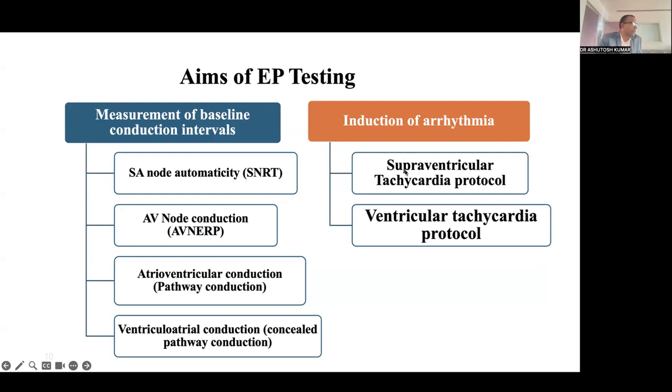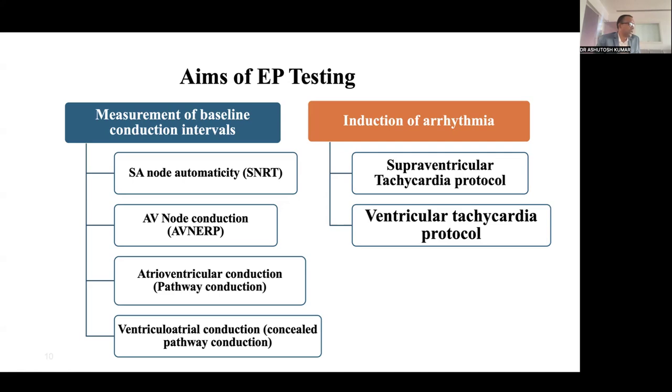For patients who are suspected to have an arrhythmia, we are going to do some protocols, meaning we are going to give extra beats and induce the tachycardia. The same palpitation that he or she was feeling is re-induced. The tachycardia will be induced, and then its characteristics will be identified.